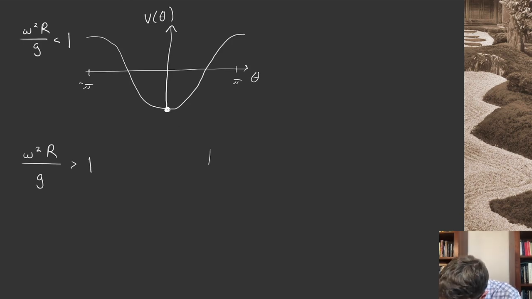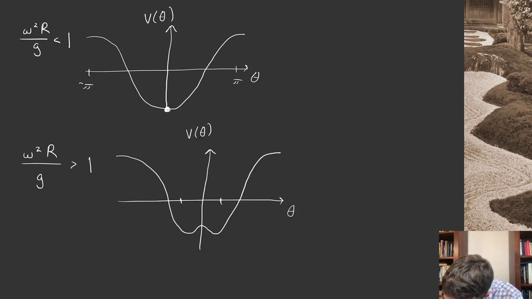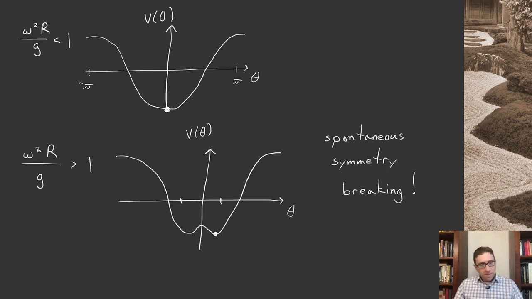So here we draw it again. And now there's a pair of minima. And the bead should choose one of them. And when it does, because now I've broken that theta to minus theta symmetry, that remaining discrete symmetry that wasn't broken explicitly, I have spontaneous symmetry breaking. All right. This is probably familiar to many of you. Maybe I'll make that bead a little bit clearer, make it red sitting there at the bottom.